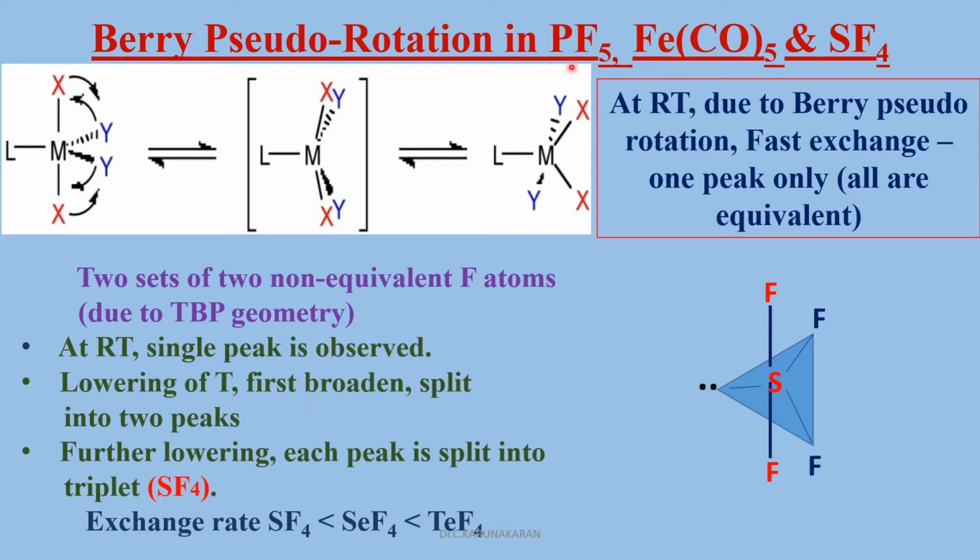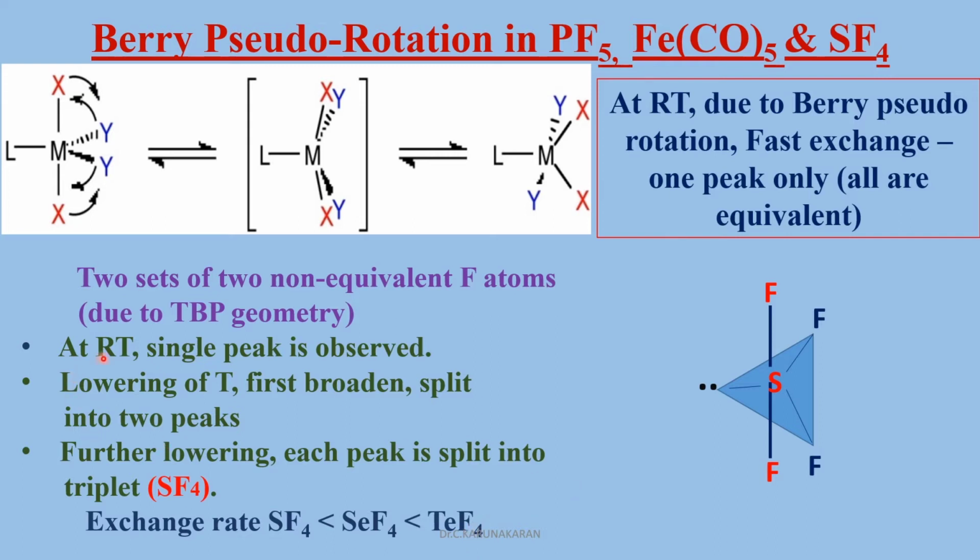For example, for PF5, fluorine 19 NMR is used to study the pseudorotation. In this case, carbon 13 NMR is used to study the fluxional character of this molecule. Fluorine 19 NMR is again used here. The structure of SF4 is obtained from the NMR.